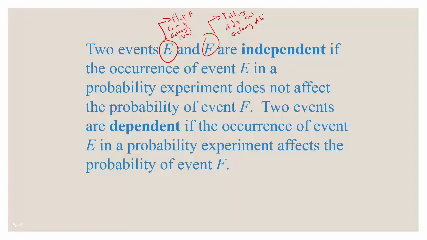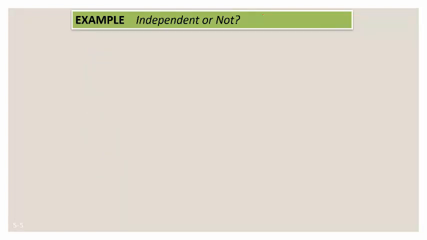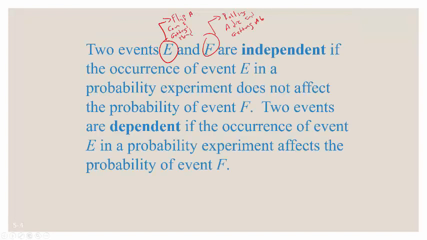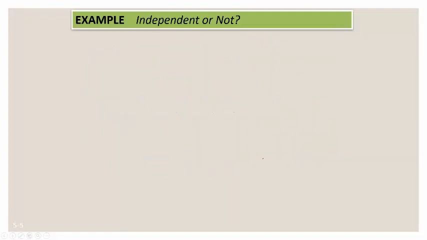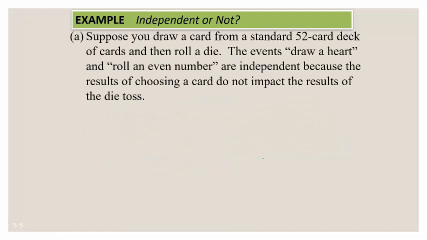So let me give you some more examples of these. Let me ask you if you think these are independent or dependent, and then I'll explain what I mean by affects the probability of another event. Suppose you draw a card from a standard deck of cards and then roll a die. The events of you draw a heart and roll an even number are independent, right? Because the result of choosing a card has no impact on a die roll. Okay, so those would be things that are independent. Generally, things that involve coin flips and die rolls are always independent.